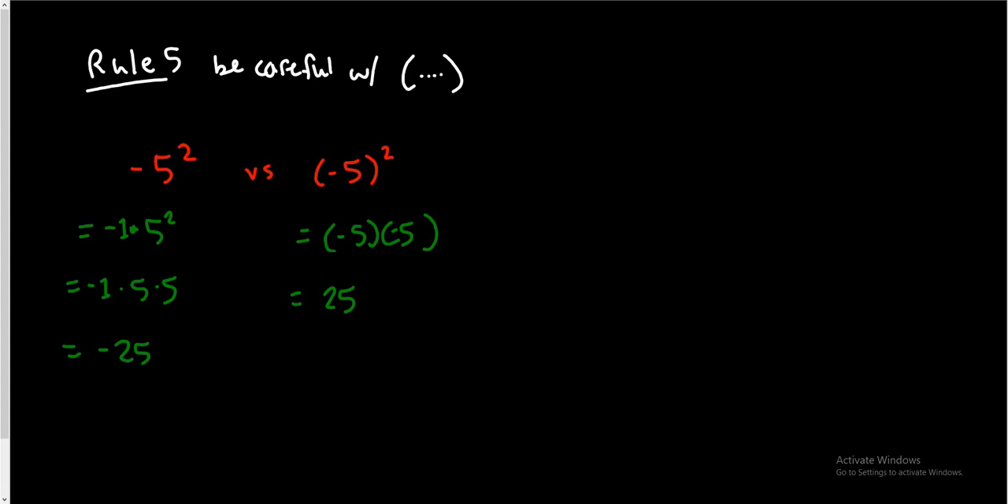Now, if you don't believe me, put those in your calculator, and you will see that you get negative 25 for one of them and positive 25 for the other. This is all because exponents apply to directly what they're touching. So this 2 is only applying to this 5. This 2, the square, is only applying to this parenthesis, which happens to group this entire thing. Okay? So we can have more fun with this.